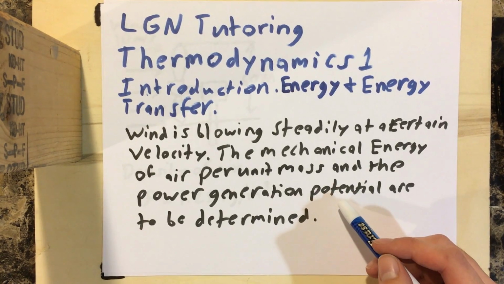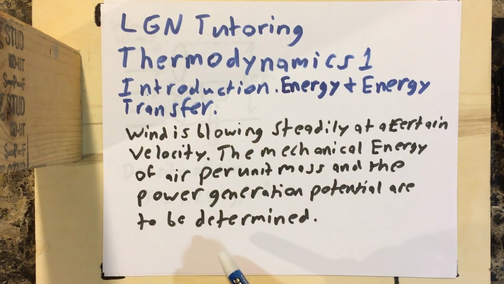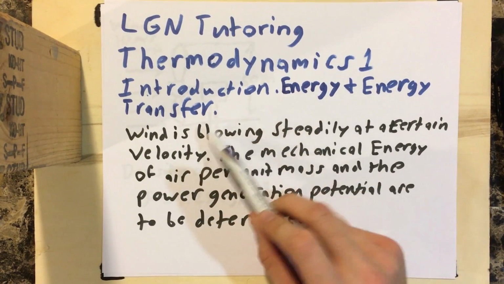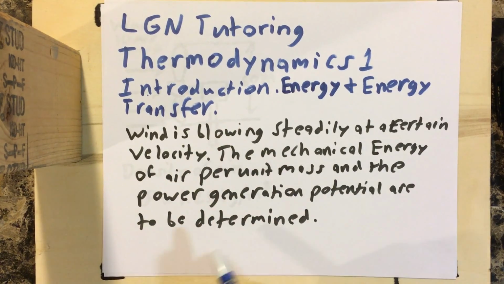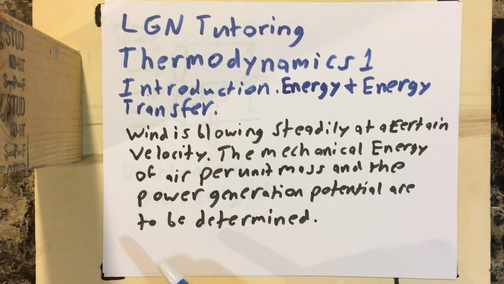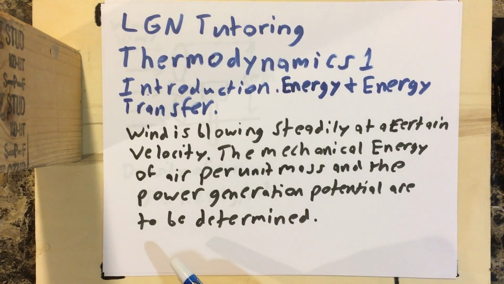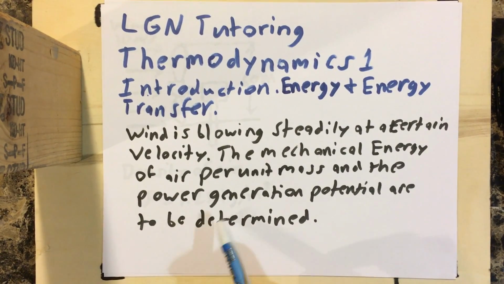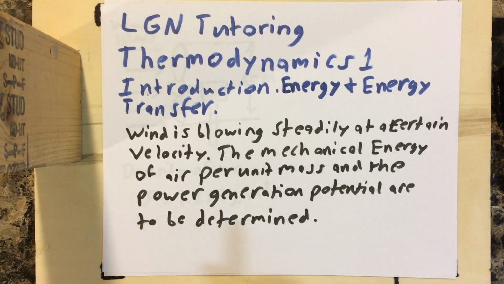Today I'm going to be going over an example problem for thermodynamics, which has to deal with energy and energy transfer. So we'll jump right into it. Wind is blowing steadily at a certain velocity. The mechanical energy of air per unit mass and the power generation potential are to be determined.